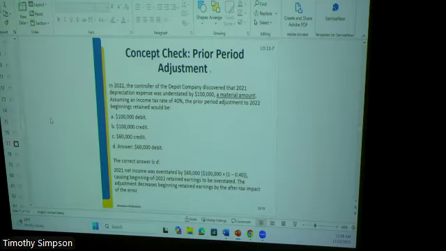So in this case, the correct answer is going to be a $60,000 debit, not $100,000, because why? I've underlined here, we're saying it's a material amount. 2021 net income was overstated by $100,000, but the tax effect was 100,000 times the reciprocal of the tax, or the complement of the tax rate.